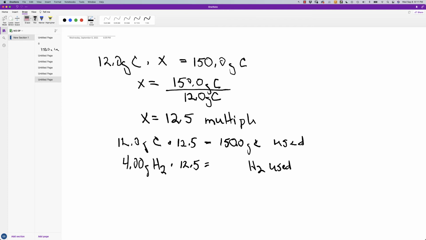Back to my pen. There we go. So that's 50.0 grams of hydrogen used. Okay. So you see, we got the same answer doing the ratio or the multiple.